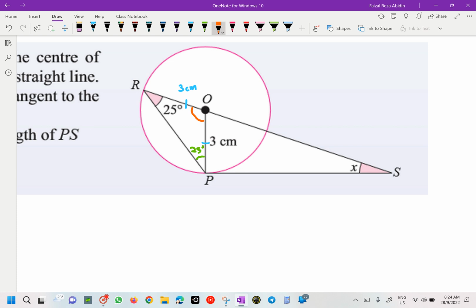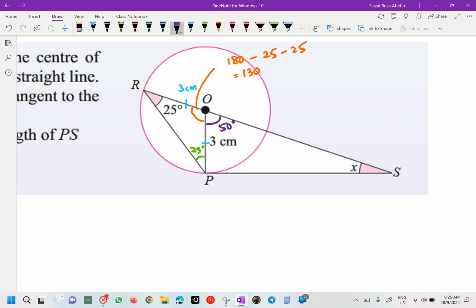Actually, you can find it over here straight away. 25 plus 25, you're going to get 50, isn't it? It's the exterior angle from our triangle. If you want to find the inside angle first, no problem. You're going to get 180 minus 25 minus 25, you are going to get 130.